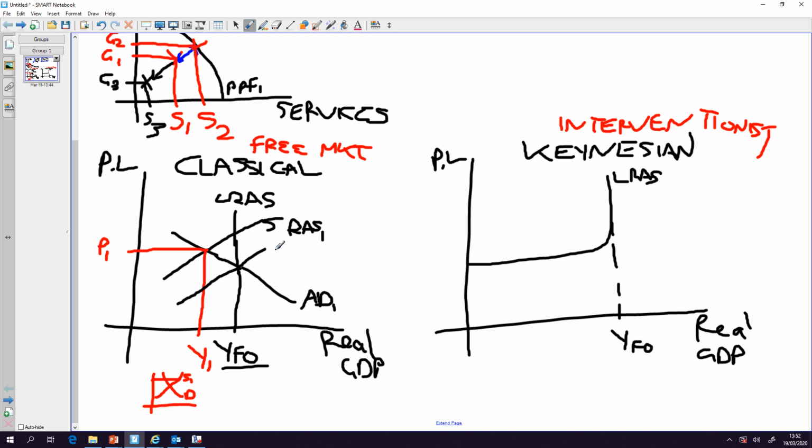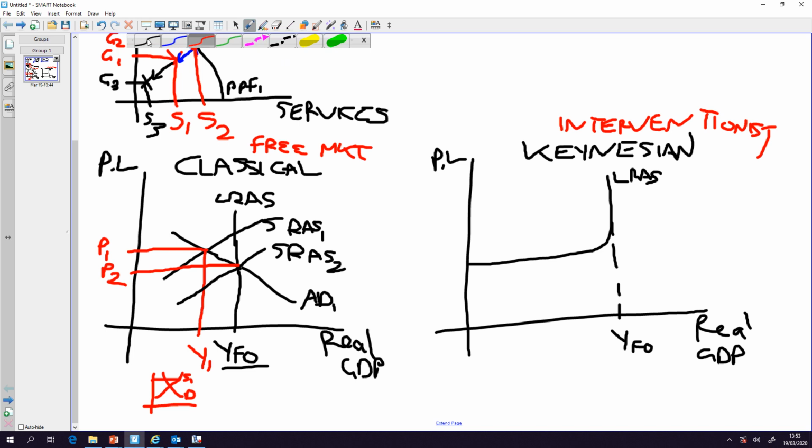And short-run aggregate supply will move outwards. And what this will mean is that in the long run, we're going to get to this magic point here where we operate at YFO. So a classical economist would assume that in the long run, markets will clear. The invisible hand will ensure that we always operate at the YFO. Now, a Keynesian economist will say that's nonsense.